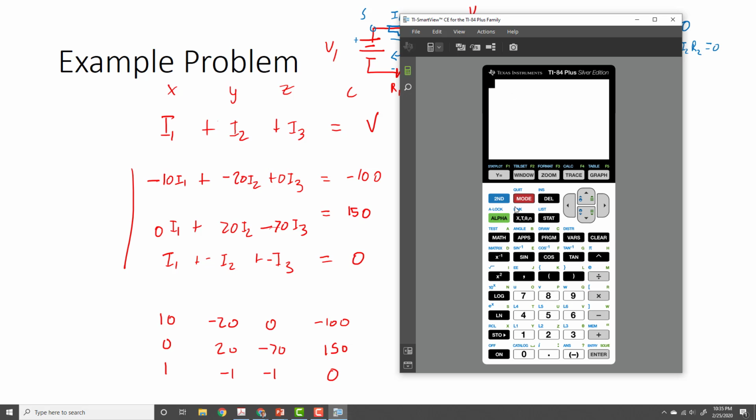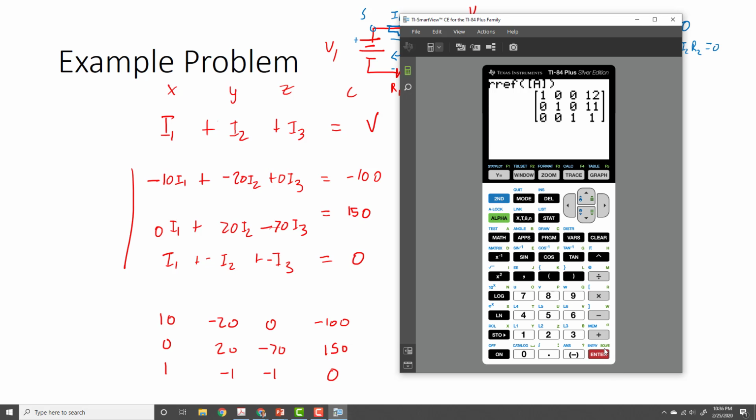Now I'm going to push second quit. I'm going to go second matrix again, and I'm going to arrow over to math. And there's a whole bunch of things here. You can get a determinant, you can do an identity matrix, you can do an augmented matrix, you can put a matrix into a list. But what I want is this one. This is RREF. That's reduced row echelon form. And I'm going to push enter, and then I have to tell it what matrix I want it to reduce. So again, I go second matrix, and I pick matrix A, close my parenthesis, push enter.